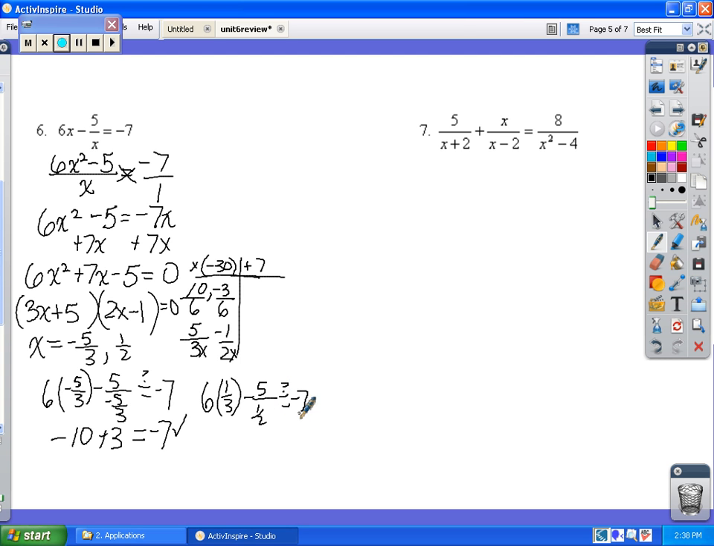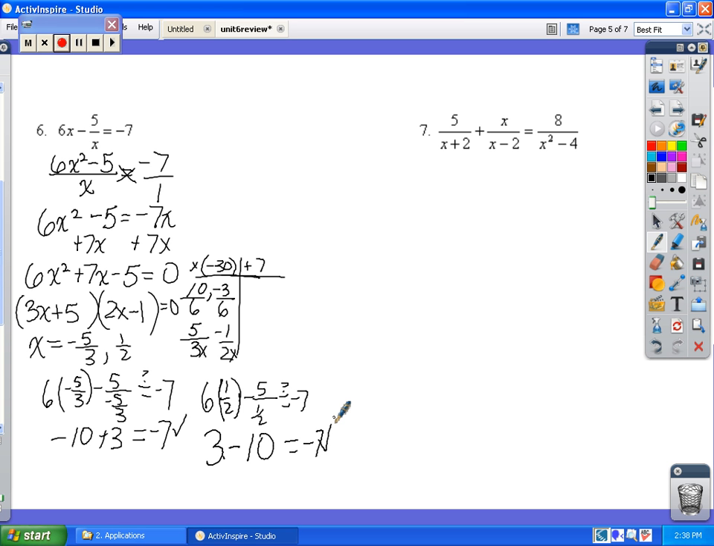And for your other solution of 1/2, 6 times 1/2 minus 5 divided by 1/2, is that equal to negative 7? And if you notice, 1/2 of 6 is 3, and 5 divided by 1/2 is 10. I'm sorry, I plugged a 3 in there earlier. That should be a 2, so 1/2. I was thinking the answer was 3. There we go. So is 3 minus 10 equal to negative 7? Yes, it is.